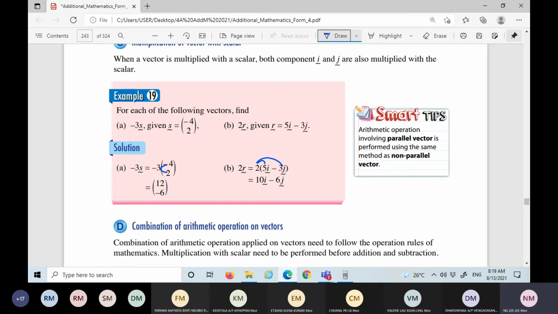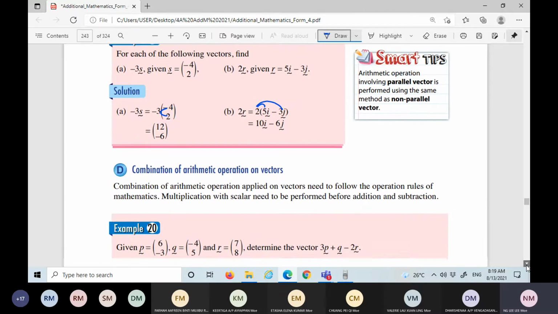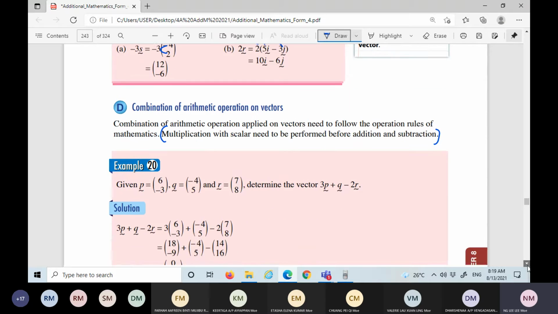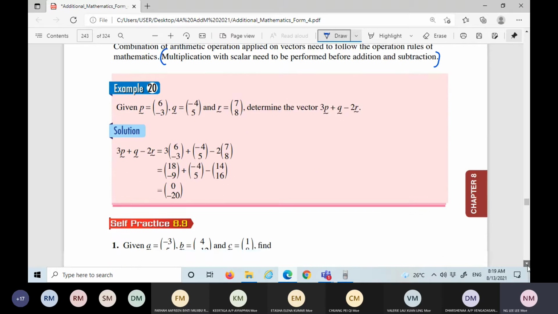Okay, then if you have combinations, you do this one. Multiplication with scalar first, then only you do the addition and subtraction. Okay, so this is an example.